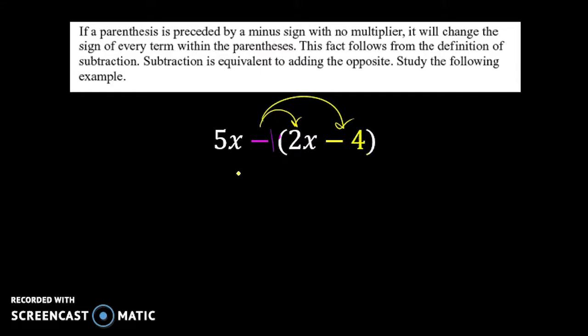So when we distribute, we end up with 5x, -1 times positive 2x is minus 2x, and -1 times -4 is plus 4. So we've gotten rid of our parentheses, now we just have to combine our like terms. So to combine our like terms, we're just saying 5x and -2x is going to be equal to 3x plus 4.